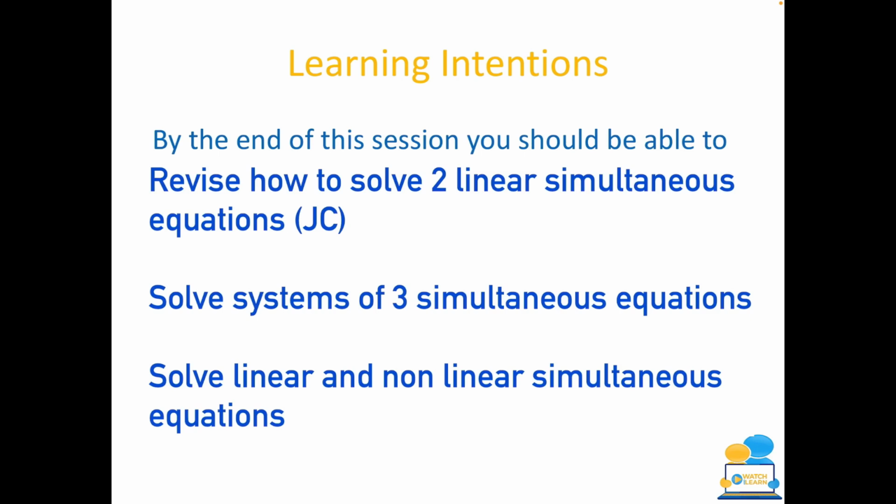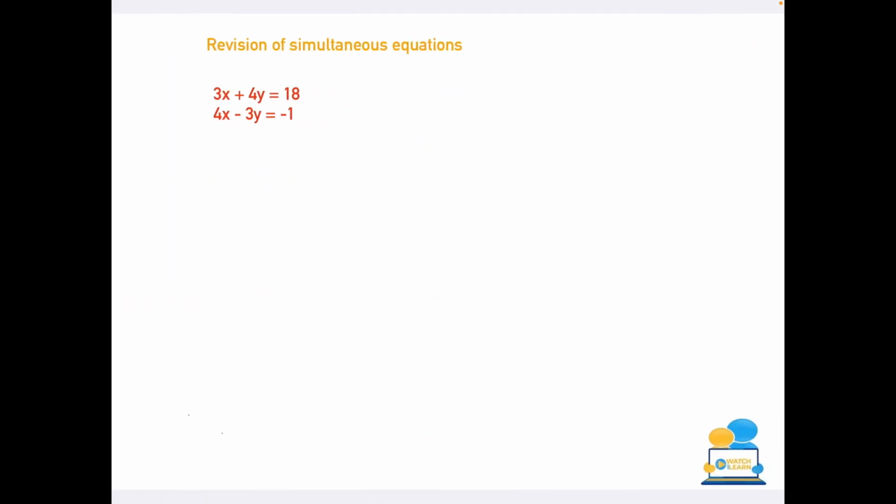Okay, then the second 2 things there in the learning intentions are for your Leaving Cert. So you need to be able to solve systems of 3 simultaneous equations. So here we're given 3 equations. There'll be 3 unknowns, so maybe x, y and z, or a, b and c, and you'll have to solve for all 3 of them. And the second type of new simultaneous equation that can come up is your linear and non-linear simultaneous equations. Okay, so very quickly, this is how it would have come up in your junior cert.